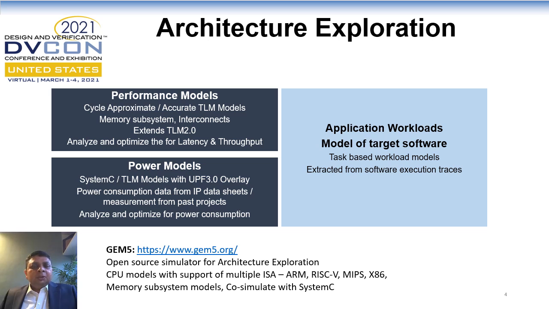Power models. There are different techniques prevalent in the industry for developing power models. One of the standard ways is to use SystemC TLM models along with the UPF 3.0 overlay. So we can take the power consumption data from the IP datasheet or measurements from past projects and overlay it on top of SystemC models using the UPF 3.0 format. These models can be used to analyze and optimize the architecture for power consumption.